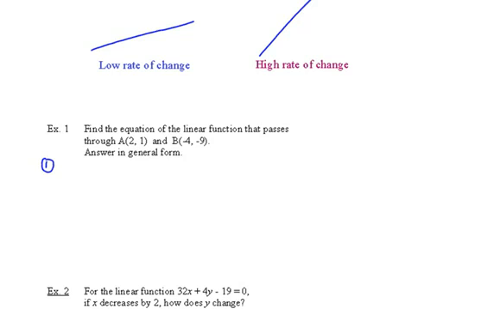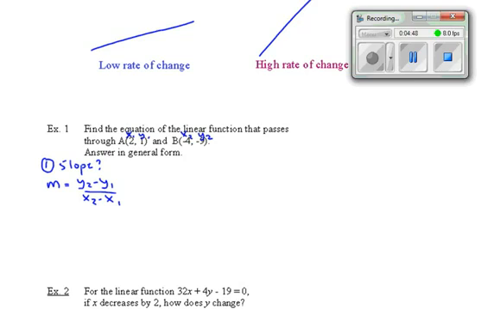Remember, the first question we ask ourselves is, do we have our slope? Do we know it? Not yet. We can find it by going y2 minus y1 over x2 minus x1. So your first point you can call x1, y1. Your second point is your x2, y2. So difference of the y's over the difference of the x's. But it has to be the same order. Okay, so go ahead and solve this.